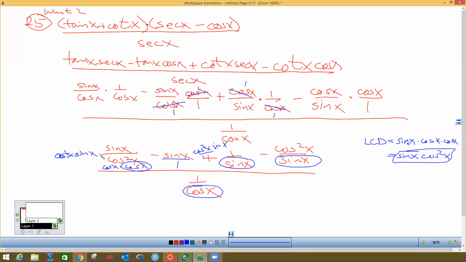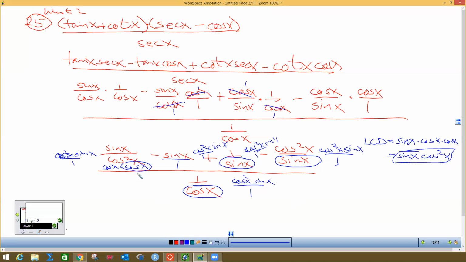And by the way, these are over 1. I'm going to take this one times cosine squared x times sine x. That's this third one over 1, this part. And I'm going to take this one times cosine squared x sine x over 1 times this one, and then the same thing in the bottom, cosine squared x times sine x all over 1. So I'm taking the top and bottom times this LCD.